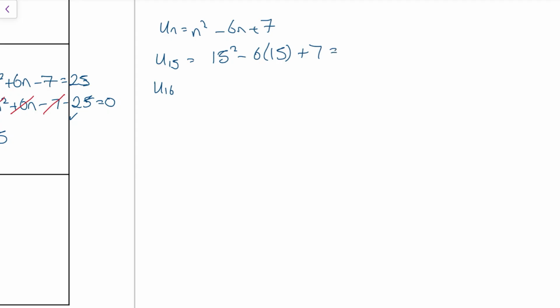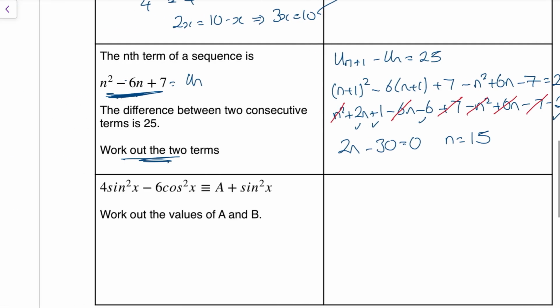This feels like a calculator out again. So 15 squared minus 6 times 15 plus 7 is equal to 142. And u16 is 16 squared minus 6 times 16 plus 7, which is equal to 167. And just a quick check, you take those two away, you do indeed get 25, that's the correct answer. So the answer to the question, by the way, is 142 and 167. Wow, good question. Definitely a bit longer than I thought it was going to be when I started, but nice question.